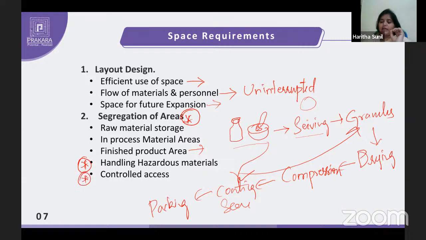And then controlled access. There will be certain areas where the access will be very controlled. Controlled access means there will not be allowance for everyone to enter that particular area. Only authorized people can go into that area. For example, sterile areas or clean rooms, where strict environmental standards have to be maintained. For those areas, the restricted entry will be there, and only authorized people should go in and out of that particular area, right?